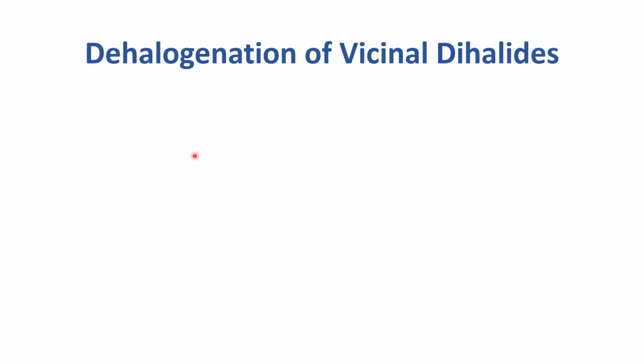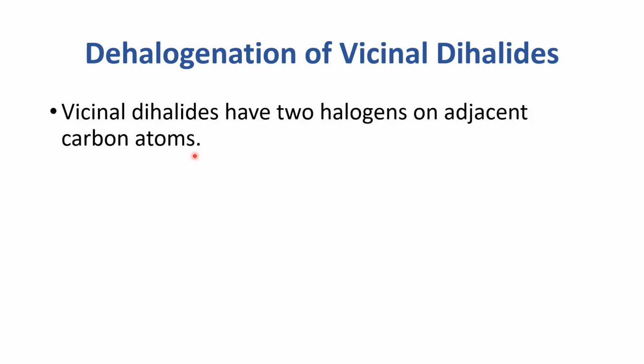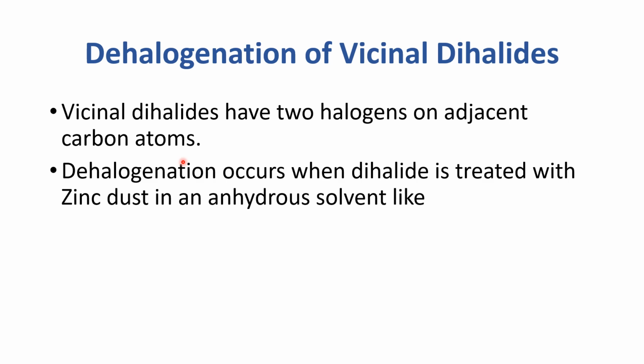The next method is dehalogenation of vicinal dihalides. Vicinal dihalides have two halogens on adjacent carbon atoms. Dehalogenation occurs when dihalide is treated with zinc dust in an anhydrous solvent like methanol or acetic acid. जब भी आप किसी भी vicinal dihalide को zinc dust के साथ treat करेंगे in the presence of methanol or acetic acid, you will get alkene.